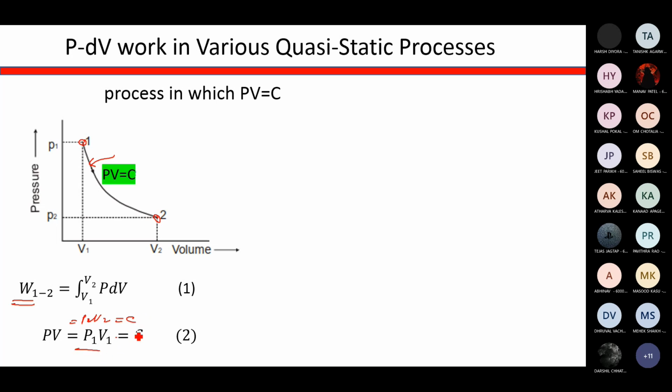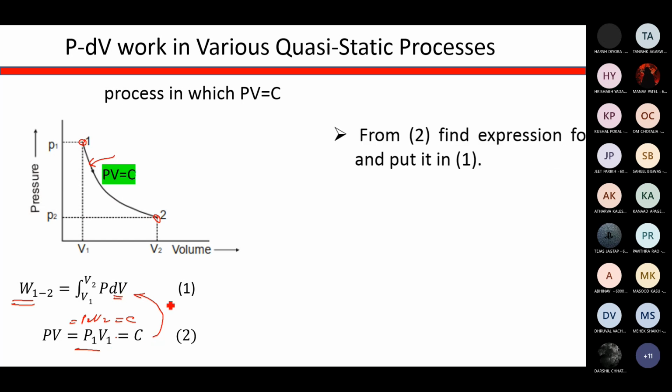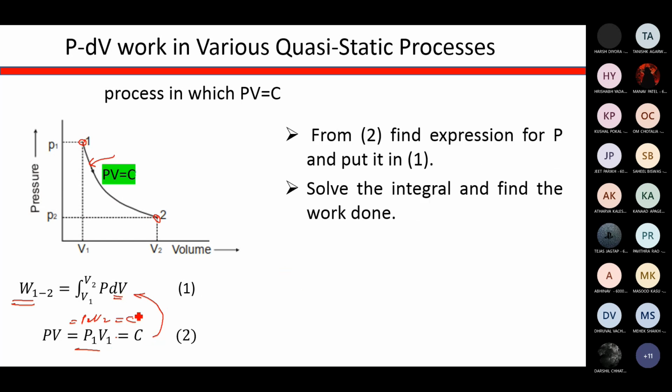Now what we have to do is we have to use this constant C here, convert this pressure in terms of volume, because you have to take the integral in terms of volume, right? So you can replace this P by C by V here. Using that substitution, you can integrate the expression and you will get this equation at the end. So work done in process 1 to 2 for the process having law PV equal to constant will be given as W1-2 equal to P1 V1 ln V2 by V1.